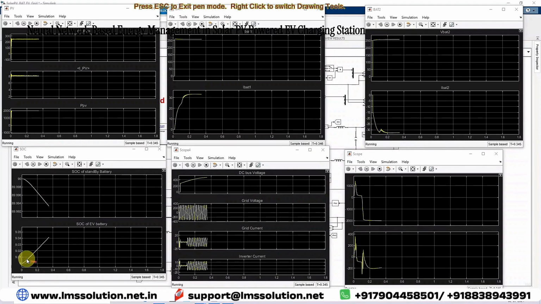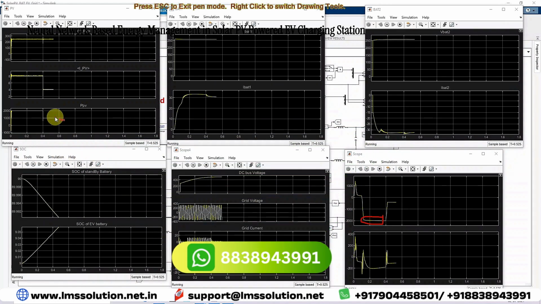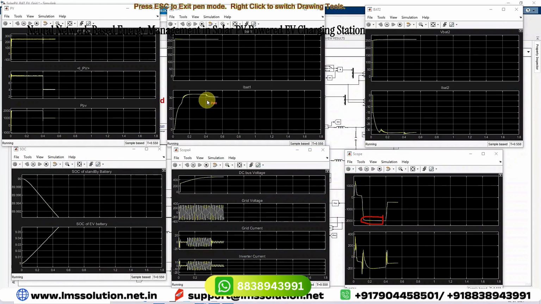Here you can see that the SOC of the EV battery starts increasing, and the grid power is around minus 200. Minus 200 means it is taking power from the solar PV and battery. Now you can see that the solar PV power changes from 2000 to 1000 because of a change in radiation. Because of that, the battery current also decreases, and the power shared to the grid comes to around 400 watts. The grid is receiving only around minus 400 watts.